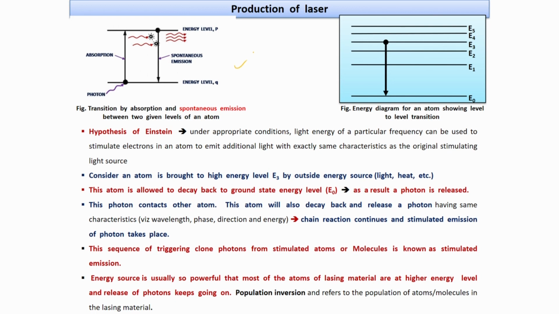an atom. When this atom is in energy level Q and a photon of light is falling on this atom, the photon is absorbed by this atom. Now this atom comes to a higher energy level at P. This atom cannot stay at this energy level for a longer time, so it will decay back to the lower energy level.